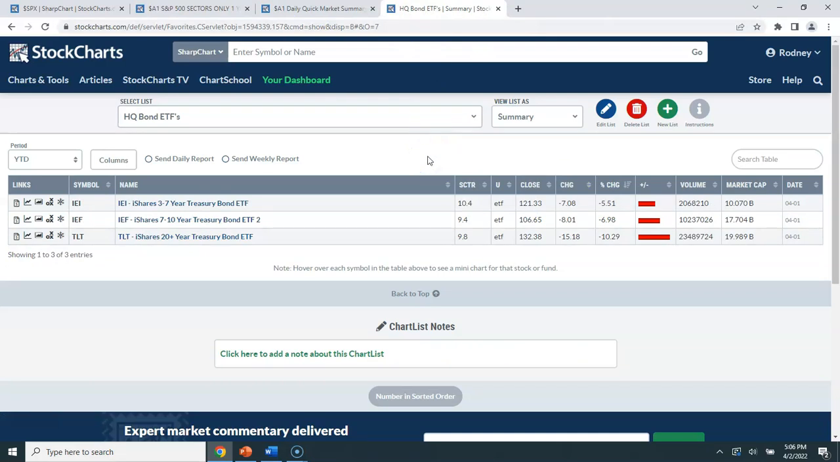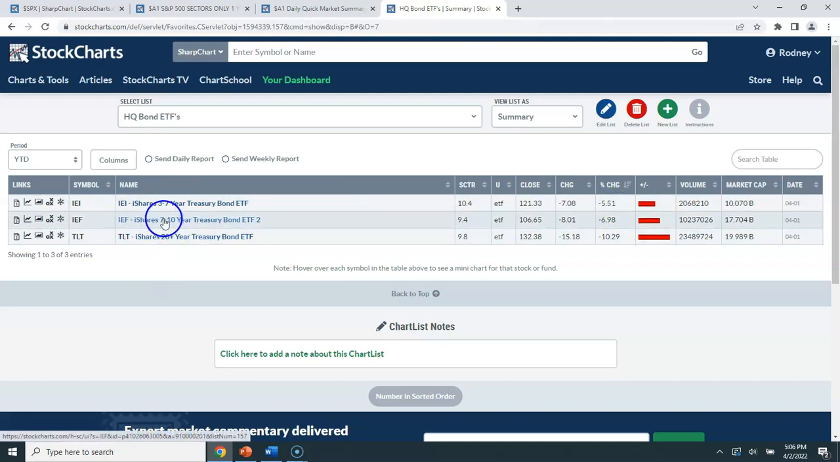Because a lot of people think they can't hold on to cash, or they've got to be invested in bonds because you don't lose money in bonds, right? Bonds are always a good bet. Well, look at this. This is just year to date, guys, and these are three of the most popular high-quality Treasury ETFs in existence. We've got the 3 to 7 year Treasury ETF, IEI, that year to date is down 5.51%.